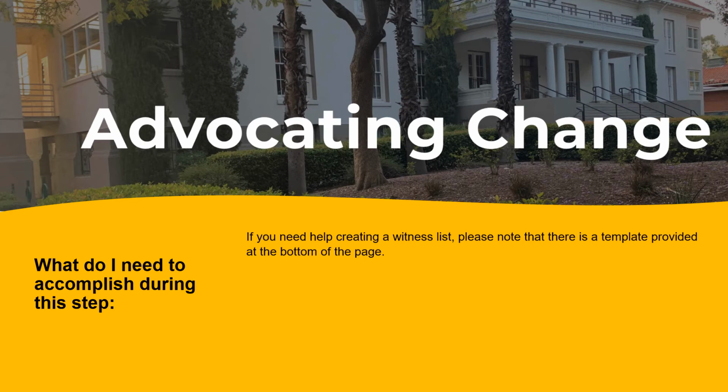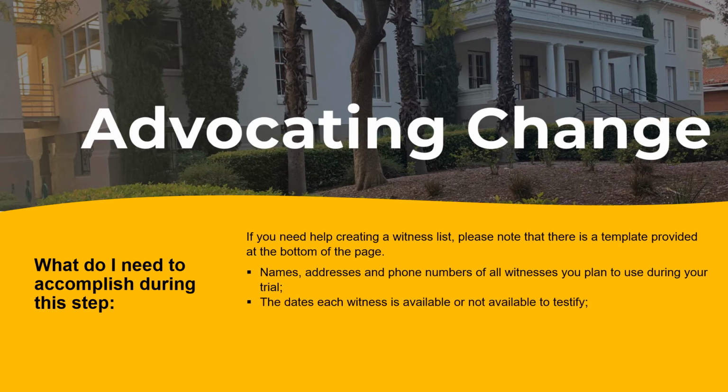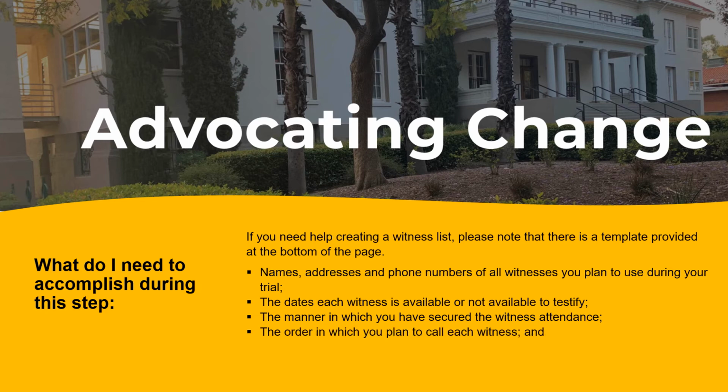Before creating your list, there are a couple of things you should gather. The information you should gather is as follows: names, addresses, and phone numbers of all witnesses you plan to use during your trial; the dates each witness is available or not available to testify; the manner in which you have secured the witness, which could be through subpoena, notice to appear, or voluntary agreement; the order in which you plan to call each witness; and the evidence to which each witness will be testifying, and cross-reference questions.